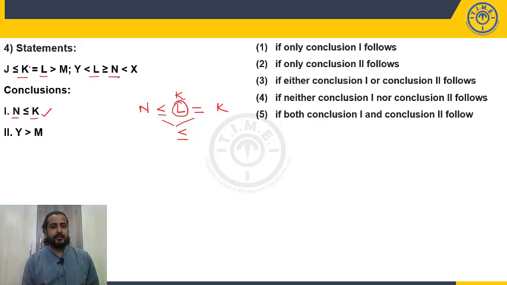Now y greater than m. So y is here and m is here. Again, to combine these two, what is the common term? L. So y and m. Relation between y and L, y less than L. So you can take directly. L and m, L greater than m. Between y and m you have opposite sides, so no relationship can be established. So 2 does not follow.